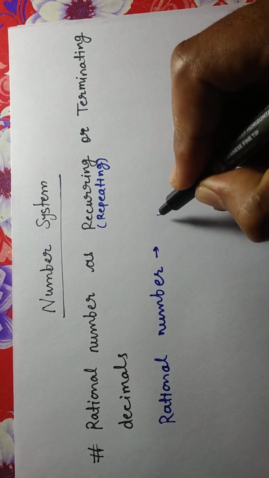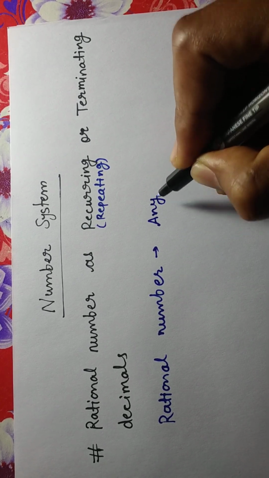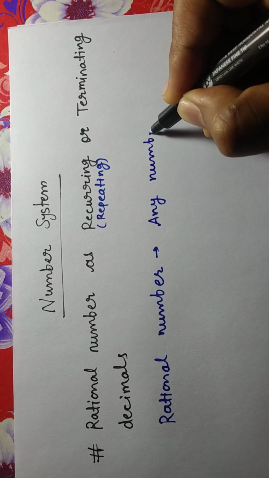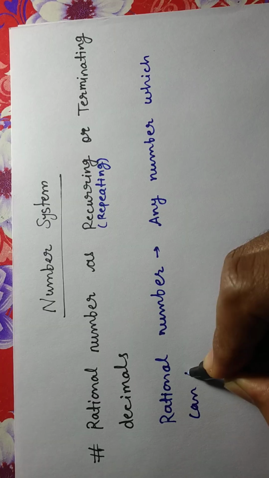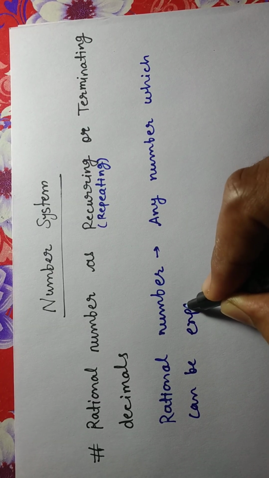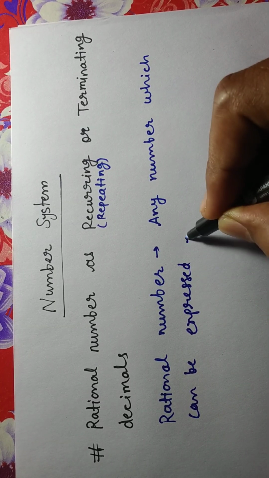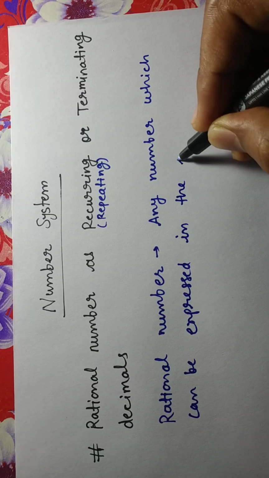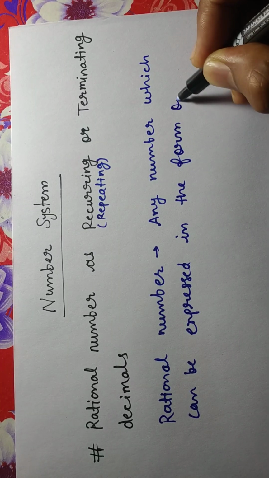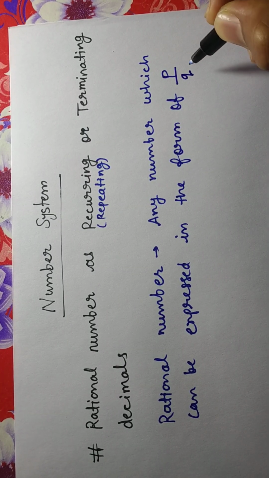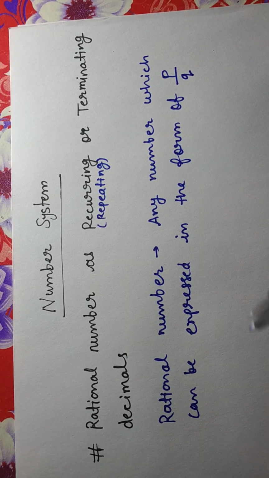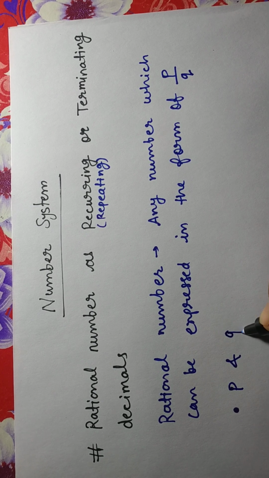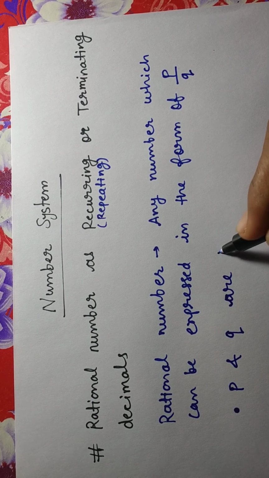So rational number is defined as any number which can be expressed in the form of P by Q or P upon Q. Now what is P and what is Q? So let me define it. So here P and Q are integers.